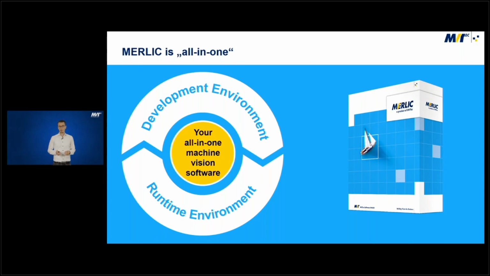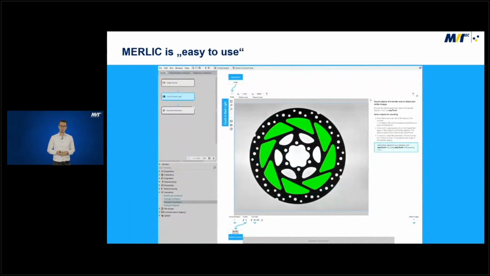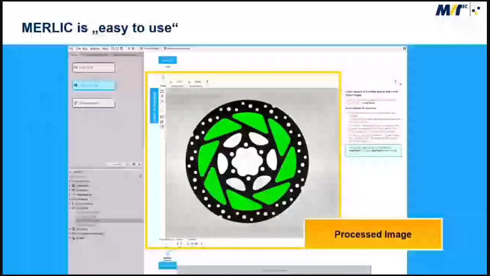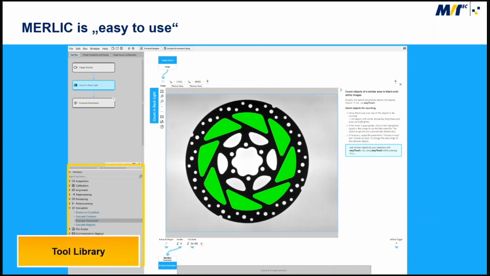Now let's see how easy-to-use software looks like with our Merlic Creator. So as you can see, this is the user interface of Merlic. In the middle, we have our processed image. There you can always see the tool that you have selected. You can see what happens in the tool or what kind of parameters you set for this tool. This helps a lot.